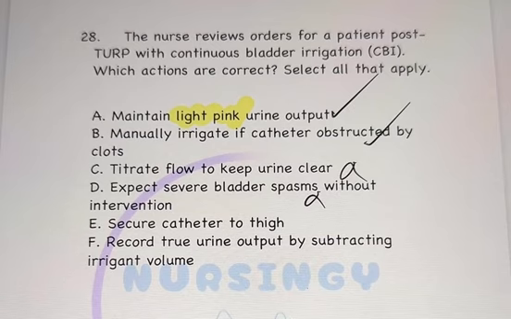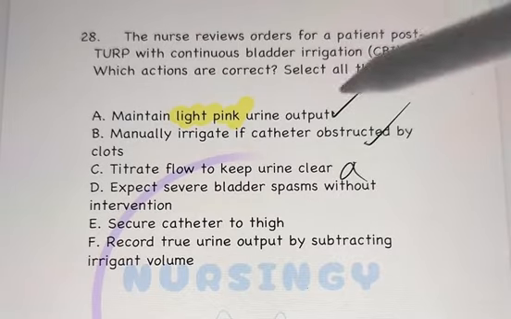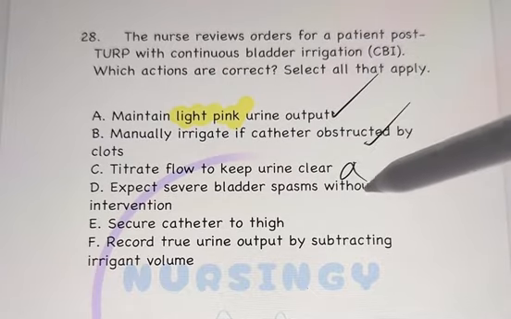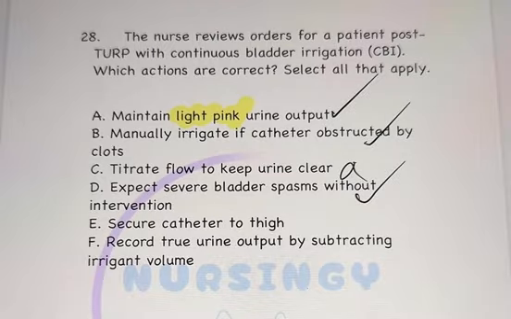Actually, it can be correct because we need to give oxybutynin. If we are not giving oxybutynin, then we can have spasm. So I'm going to tick yes to D, because it says without intervention. If we are not giving the oxybutynin, then definitely there will be severe bladder spasm. Yes, there are meds to help with spasm, so we should be giving them.